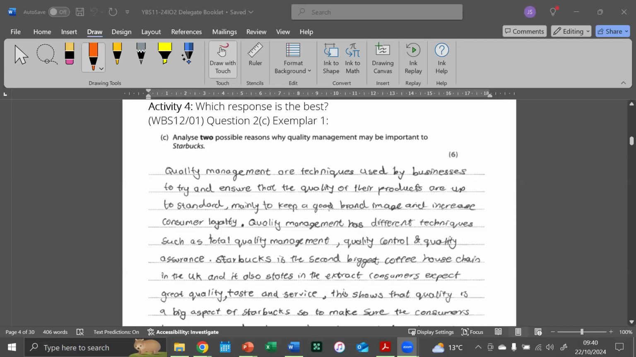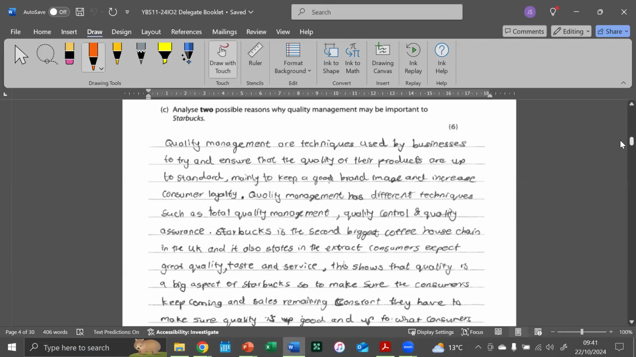Now, as we know, this is AO1, AO2, AO3, and it's analyse two possible reasons. Therefore, AO1, AO2, AO3 for the first reason, AO1, AO2, AO3 for the second reason. Easier question than the explain question, in my opinion. I think the explain question's the harder question. So I'm going to go with orange for AO1, okay?